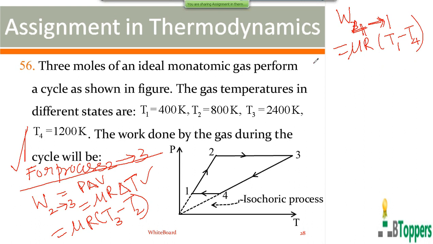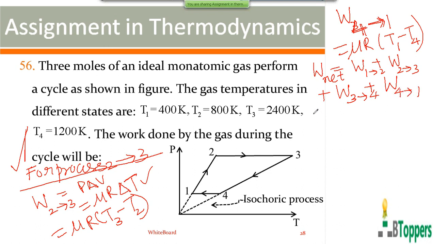So net work done by the gas in the cycle is work done for the process 1 to 2, plus work done by the gas in the process 2 to 3, plus work done by the gas in the process 3 to 4, plus work done by the gas in the process 4 to 1. So work done by the gas in the process 1 to 2 will be 0 because the process 1 to 2 is a straight line passing through origin, so P proportional to T, or y proportional to x, where volume is constant.